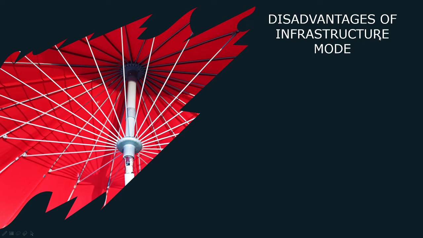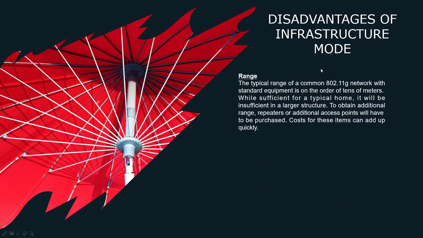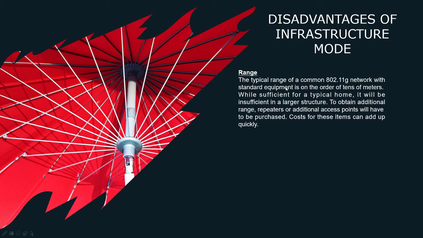And here are some of the disadvantages of the infrastructure mode. First disadvantage is the range. The typical range of a common 802.11g network with standard equipment is on the order of tens of meters. While sufficient for a typical home, it will be insufficient in a larger structure. To obtain additional range, repeaters or additional access points will have to be purchased. Costs for these items can add up quickly.